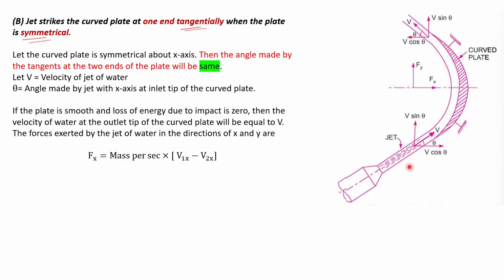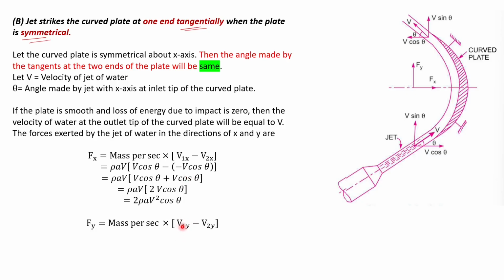Here you can see that v1x is going to be v cos theta and v2x is basically negative v cos theta, right? And mass per second is equal to rho av. We have already derived it so many times. So v1x basically means the initial velocity in the x direction, and v2x is the final velocity in the x direction. We just put the values in. Now we simplify, and we get 2 rho a v square cos theta.